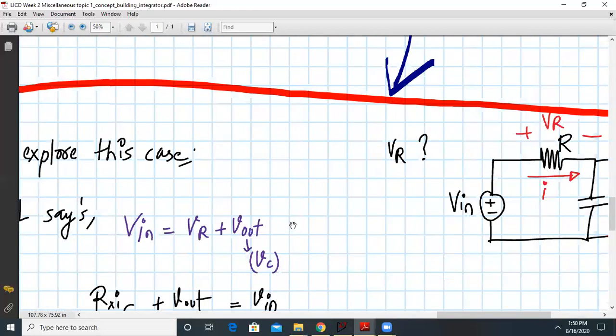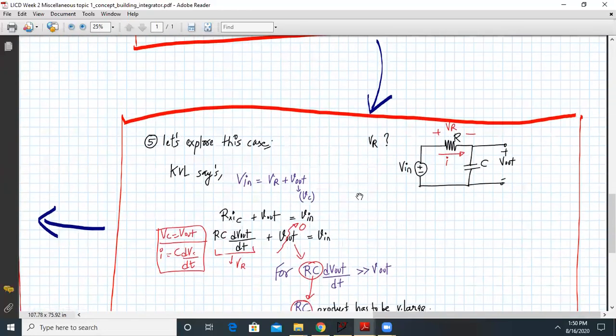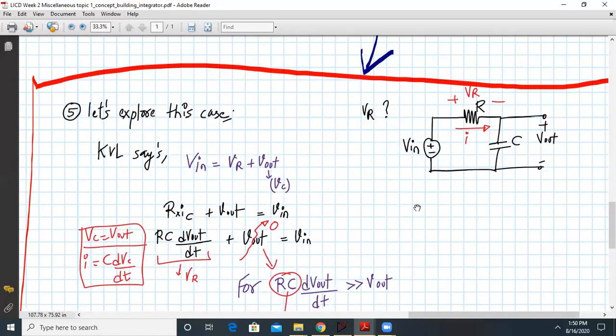But let's explore this case now. We have V in, we have VR, and we have VC or V out. So we can easily apply the KVL. KVL says V in is equal to VR plus V out.